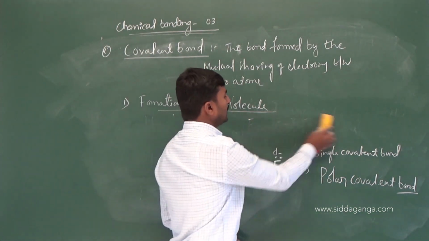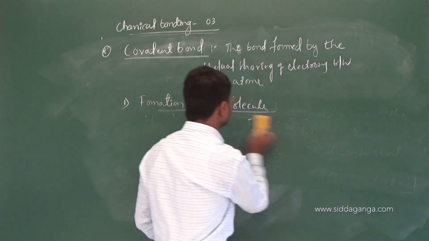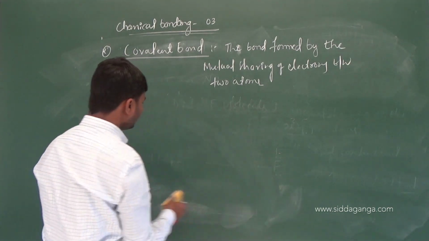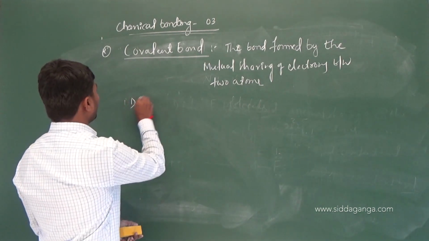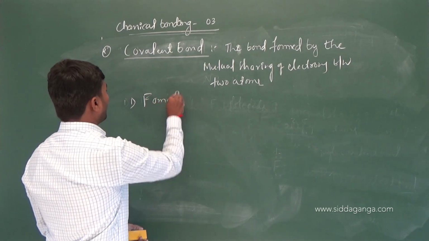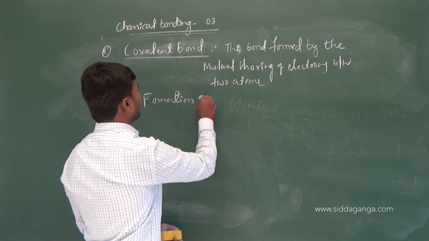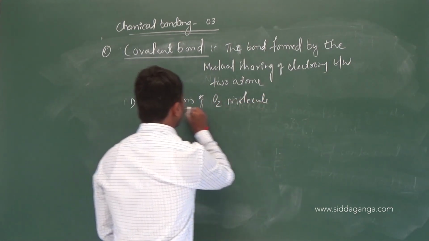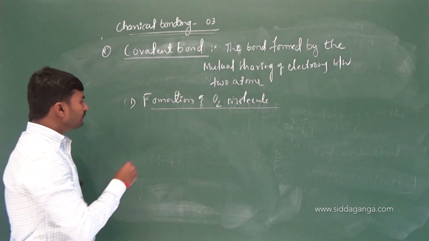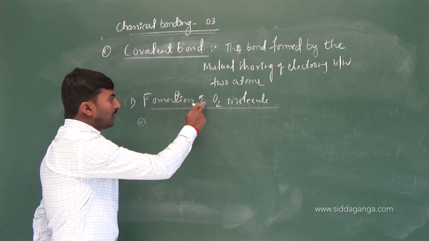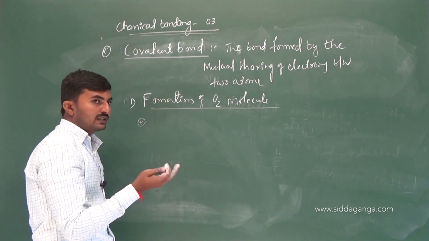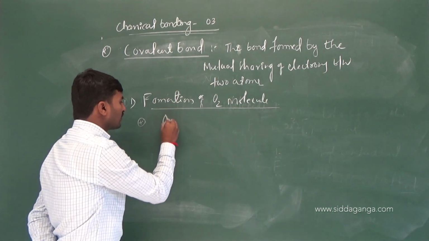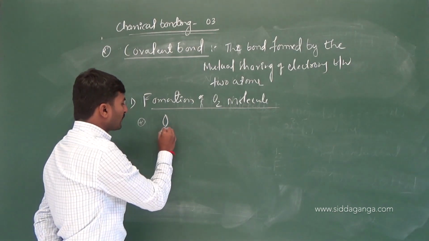Next, we will move on to the double covalent bond system, that is, the formation of the O2 molecule, the oxygen molecule. What is meant by this? The oxygen molecule is formed by the combination of two oxygen atoms. What is the atomic number of oxygen here? The atomic number of oxygen is 8.